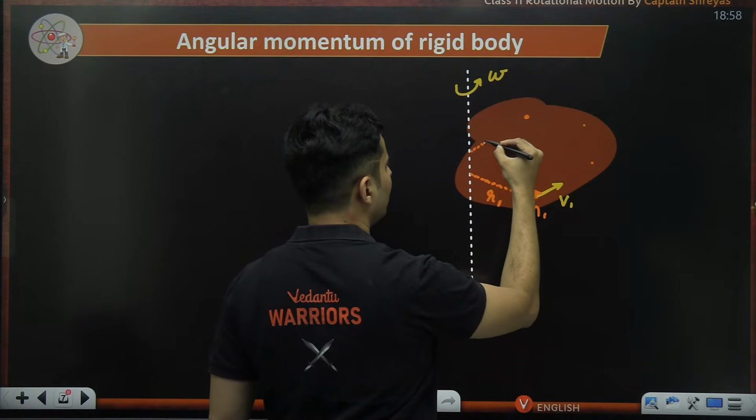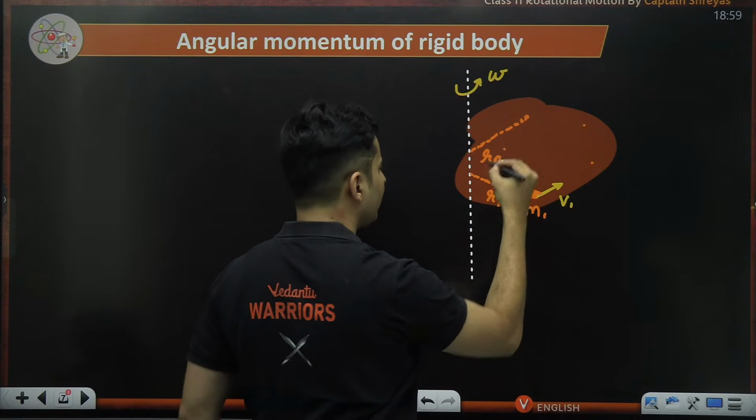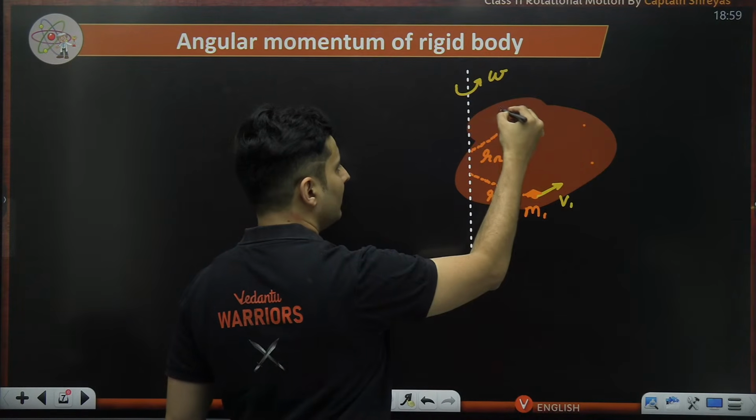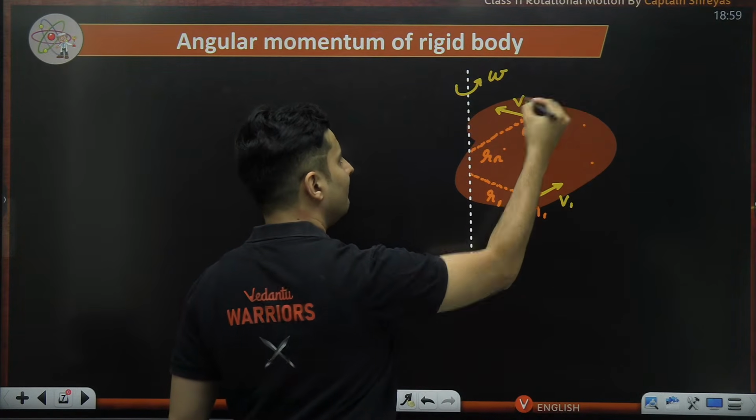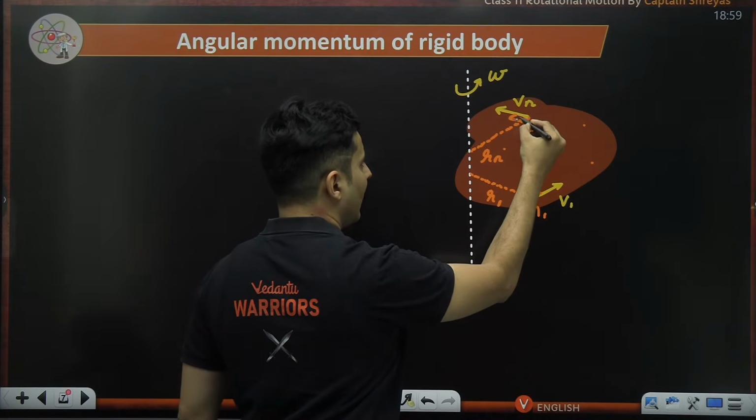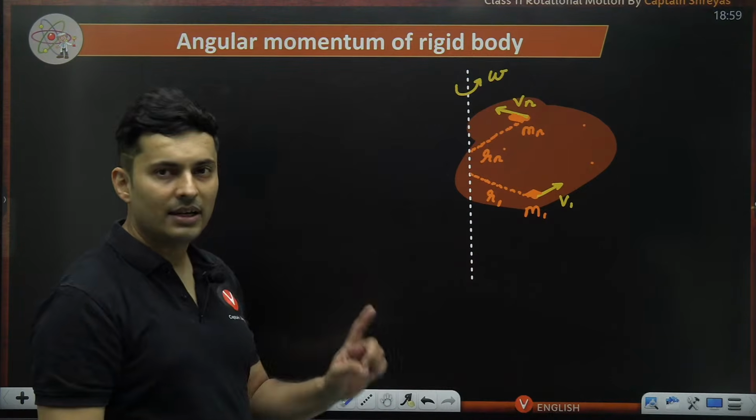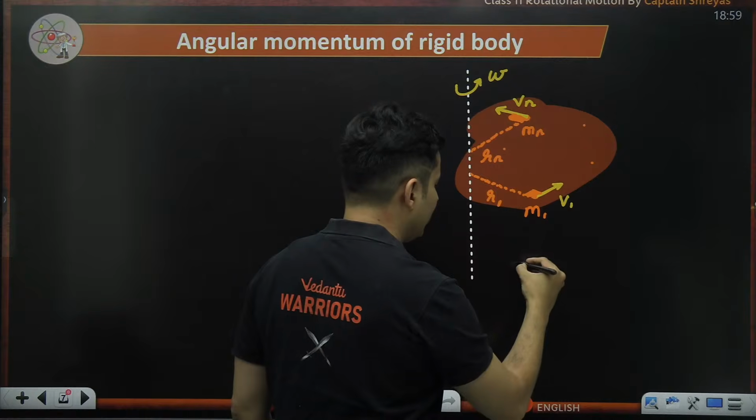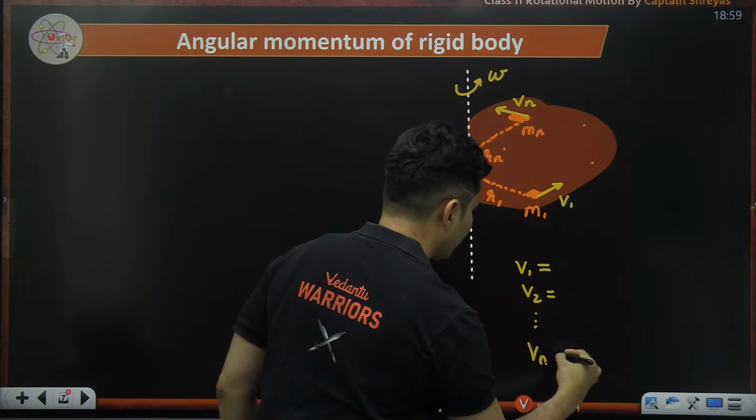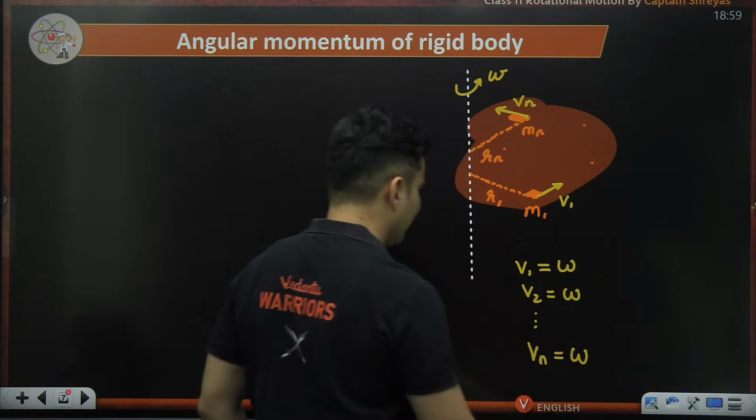If you keep measuring the distance from the axis, r1, r2, r3, like that, this will reach rn. This will be the nth mass, mn, and that nth mass will have some velocity, vn. Each mass will have different velocities, but they will have the same angular velocities. That is very, very important. So in general, I can say v1, v2, like that till vn. All the masses have different velocities, but their omegas will be the same.